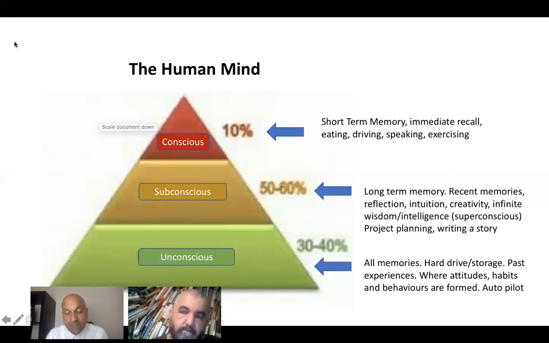The subconscious mind is very powerful when you draw on your creativity and your ability to construct new things, to use your imagination. For example, project planning, or writing a story, which requires lots of creativity. Or even writing a book, or developing an online course, or planning a lesson for a course, we tend to operate within our subconscious mind.